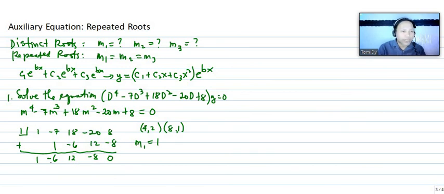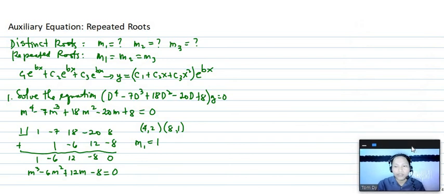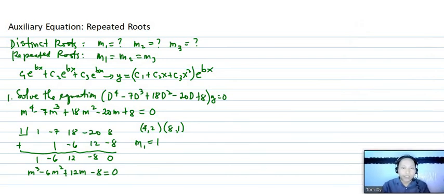If this was m to the fourth, then this one is m cubed. So I will write this as m cubed minus 6m squared plus 12m minus 8, that is equivalent to 0. Now we have another synthetic division. So we will make use of synthetic division for this m cubed. We have 1, negative 6, 12, and negative 8.